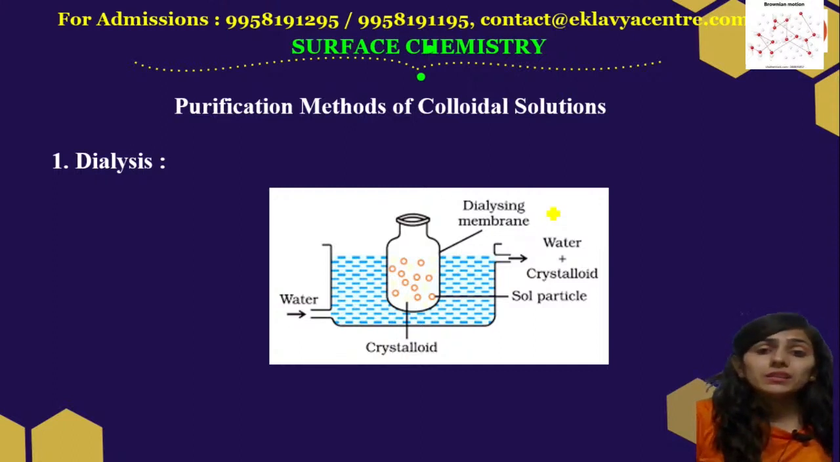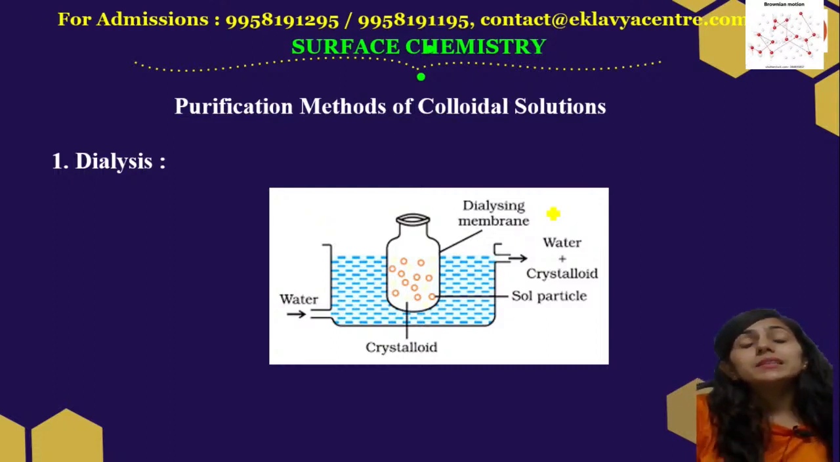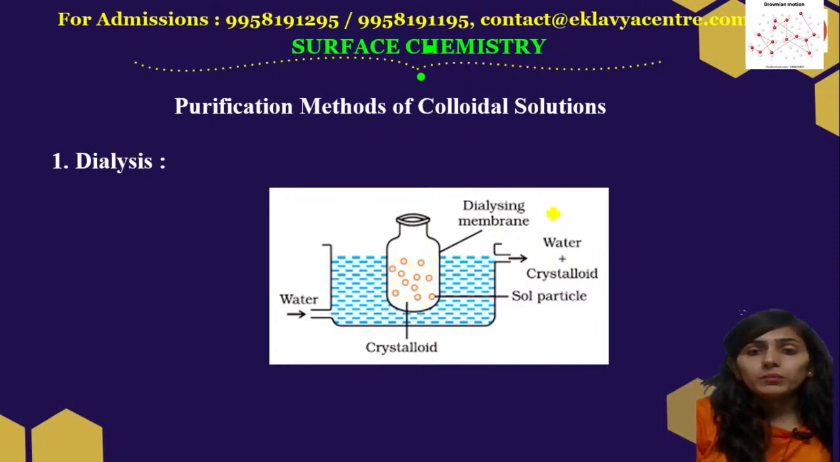Because we are using a dialyzing membrane, and with its help all the soluble impurities will get removed from the solution. For example, we can use a dialyzing membrane or parchment paper. For example, sometimes an artificial kidney is used for patients to purify blood artificially, and we call it dialysis. That purification of blood is based on this phenomenon.